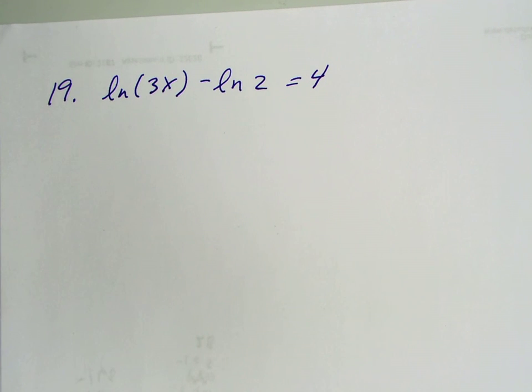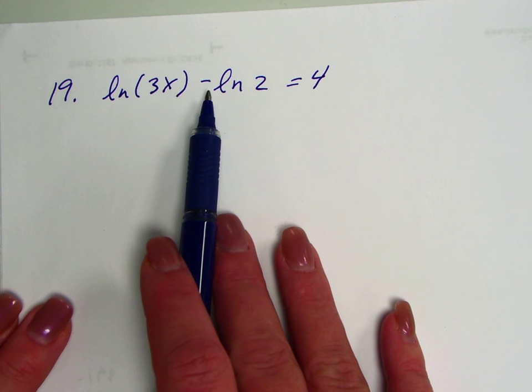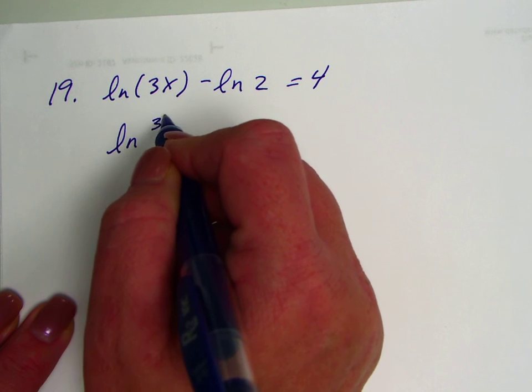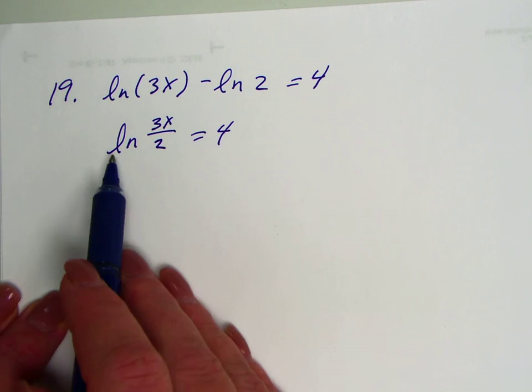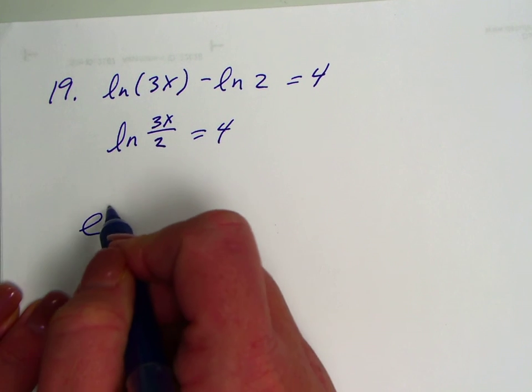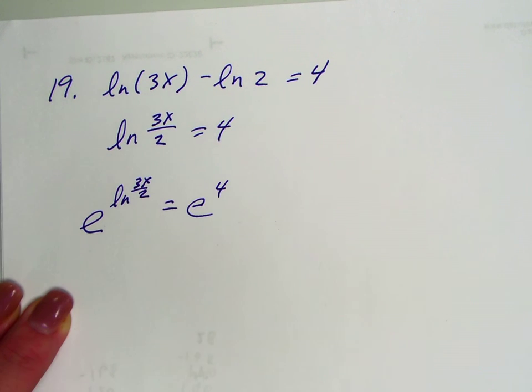Before we can actually solve this, we need to condense it to one natural log. Since it's a subtraction, its condensed form is a division. So this is going to be the natural log of 3x over 2, and that's going to equal 4. Now that we have it condensed to one natural log, we're going to exponentiate. The inverse of natural log is e, because it's of base e. So we're going to say e raised to the natural log of 3x over 2 equals e to the 4th.